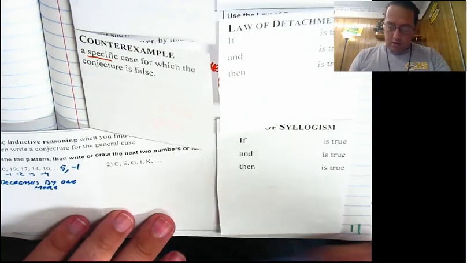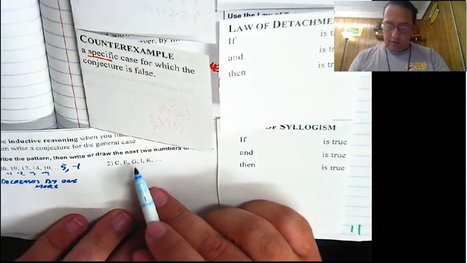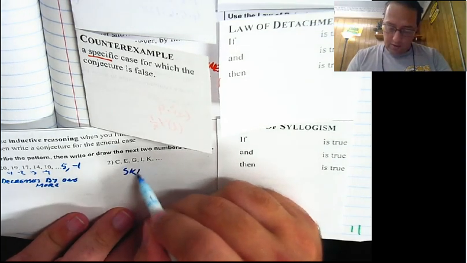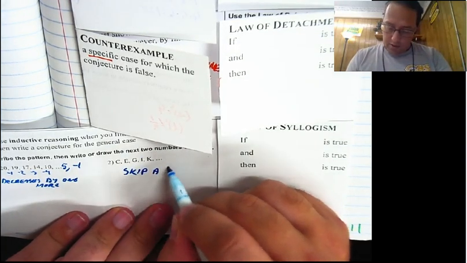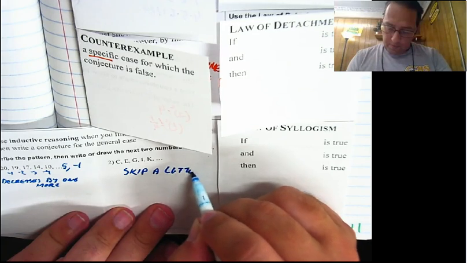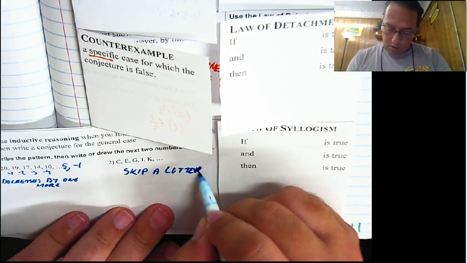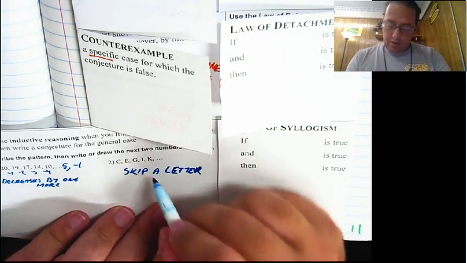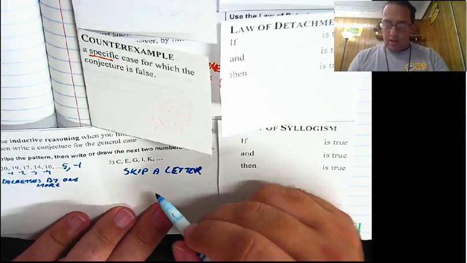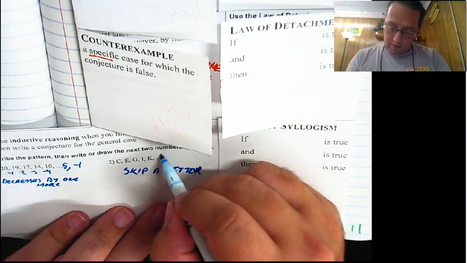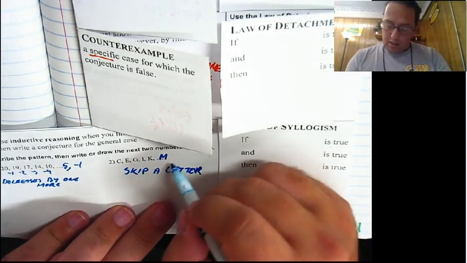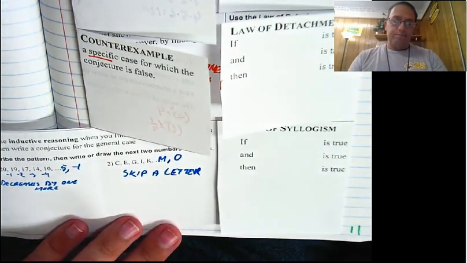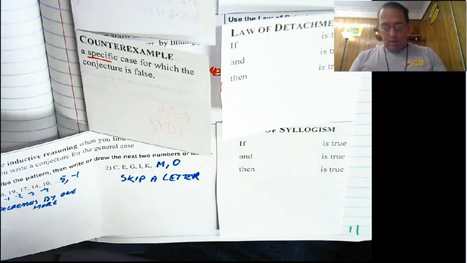And so you'll see we have C, D, E, F, G, H, I, J, K. We are skipping a letter. Skip a letter. So after J, we'll have K, L. We're skipping L, so we'll have M, N, and then we'll skip N. And so we'll have O. That's all. Inductive reasoning.